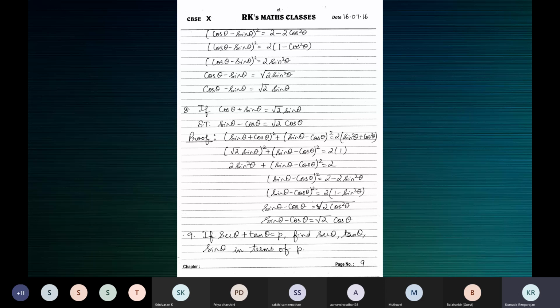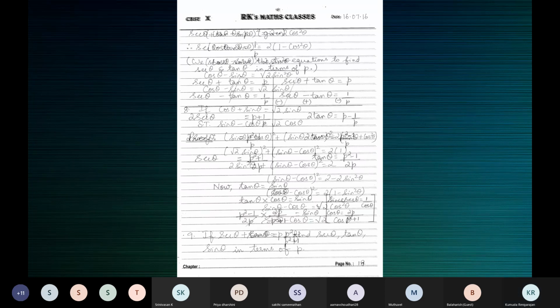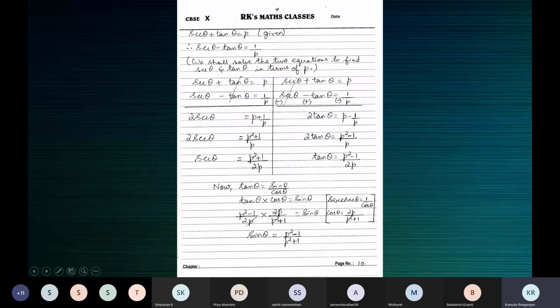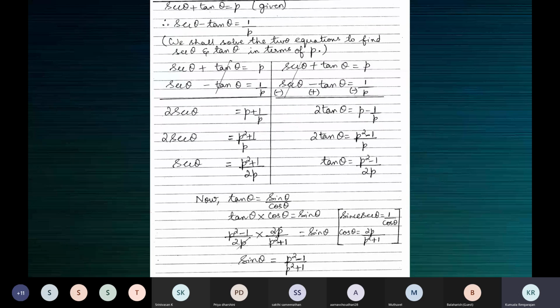Interpretations of the important trigonometric identities. The other ways of interpreting the trigonometric identities, there you will see that secant theta plus tan theta is 1 by secant theta minus tan theta and the other way around. Okay, so children, what you do here is we have one equation. We have secant theta plus tan theta is P. And we know that secant theta minus tan theta will be 1 by P. So we are going to solve these two equations.